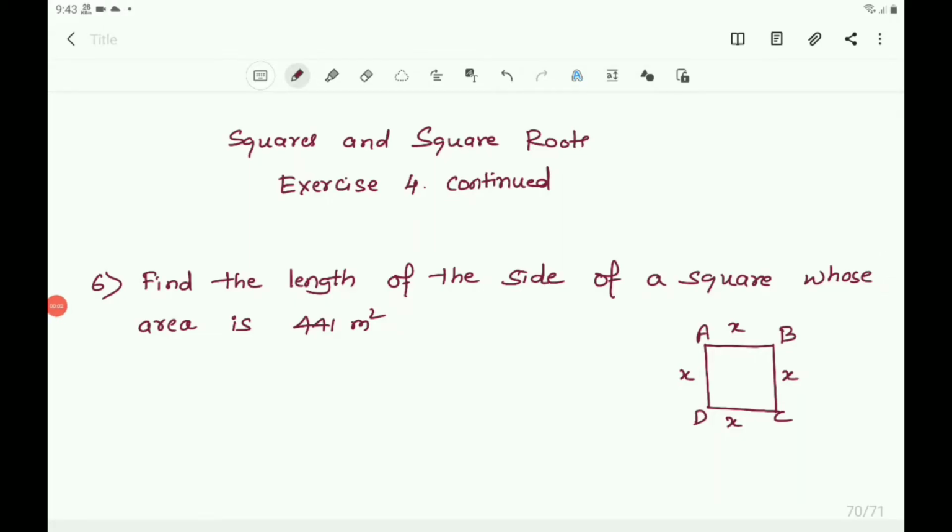Children, let us continue the chapter squares and square roots. Exercise 4 is continued. The sixth question: find the length of the side of a square whose area is 441 m². Here the area of the square is given. We have to find the length of the side of the given square.